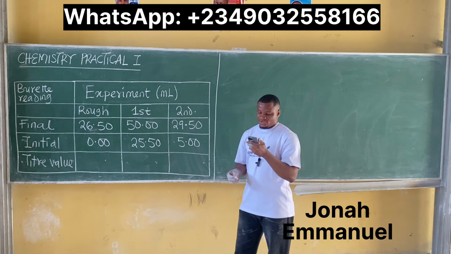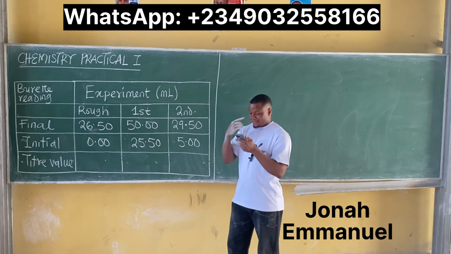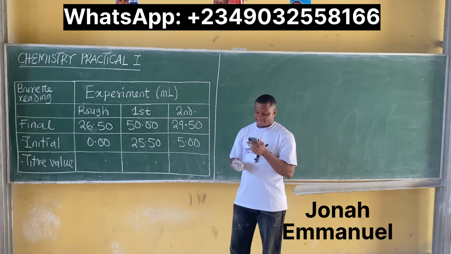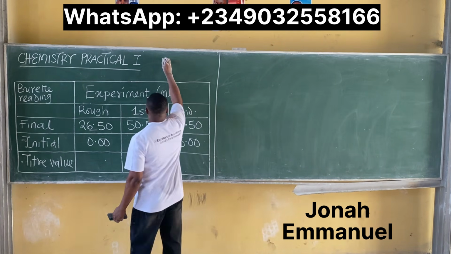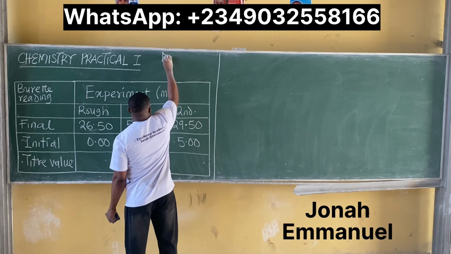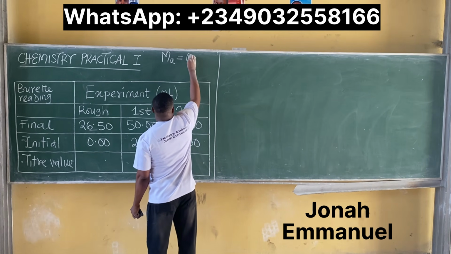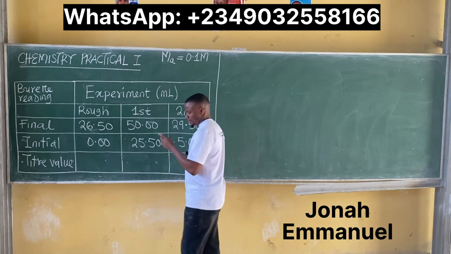Now, the first thing you want to note here is what they gave me. They said a student performed an experiment to standardize sodium hydroxide, that's NaOH, by titration with 0.1 molar HCl. What you're given there is the molarity of the acid. Let me call that M of A. Molarity of the acid is 0.1 molar. We'll keep this because we need it for later.